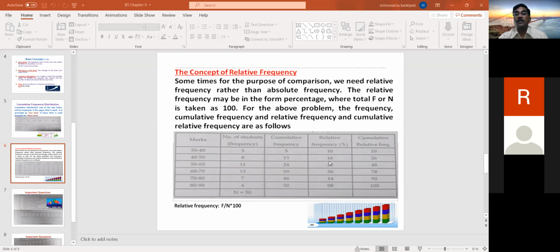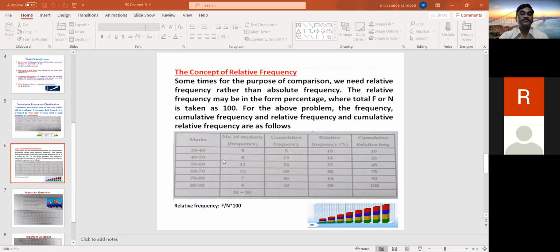And relative frequency, how do you find it out? It means the frequency of that particular class divided by the total frequency. Say for example, the first class frequency is 5, and the total frequency is 50. So 5 by 50 into 100, then you will get the relative frequency. 5 is the first class frequency divided by 50 into 100. So 50 goes into 100 two times, 2 into 5, 10. 10 is the relative frequency here. Similarly, you have to calculate all the other frequencies and cumulative frequencies. Okay, you try for this.